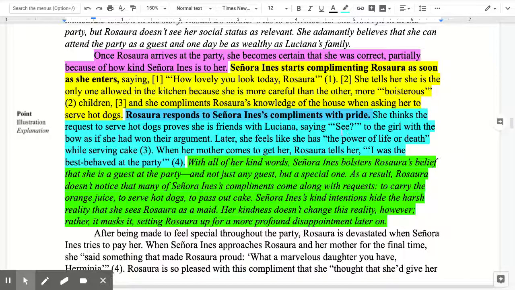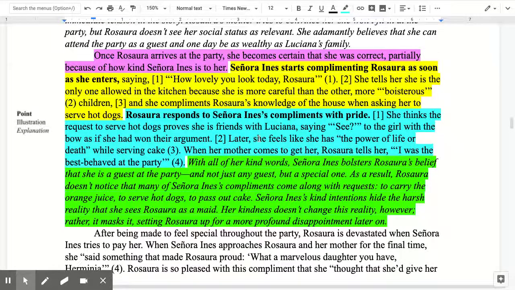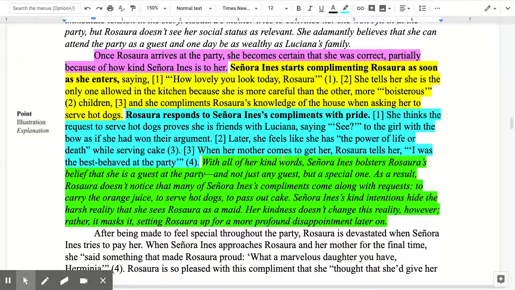And I believe I also have 3 examples, 3 illustrations here of how she responds with pride. So first, she thinks the request to serve hot dogs proves she is friends with Luciana, saying "see" to the girl with the bow as if she had won their argument. Next illustration. Later, she feels like she has the power of life or death while serving cake. Last illustration here. When her mother comes to get her, Rosara tells her, "I was the best behaved at the party." I'm going to say that all of these, in a pretty straightforward way, show that Rosara is proud in response to what Senora Ines says to her. So I didn't think it needed its own explanation.